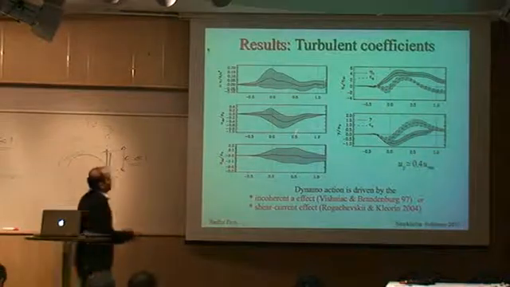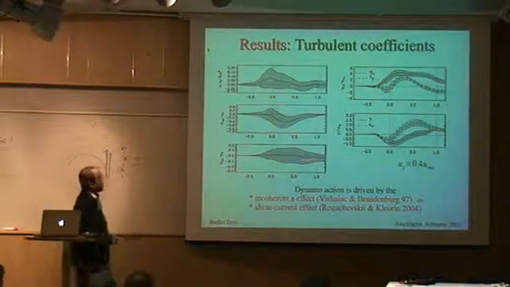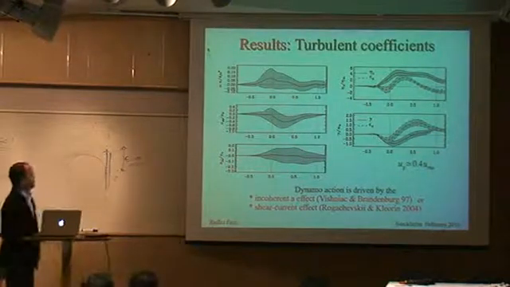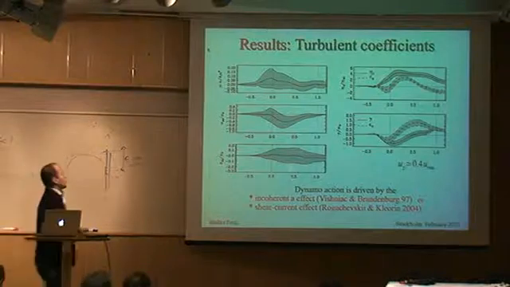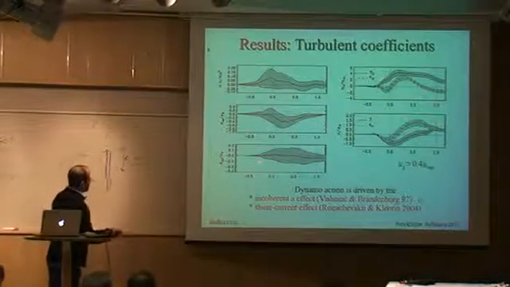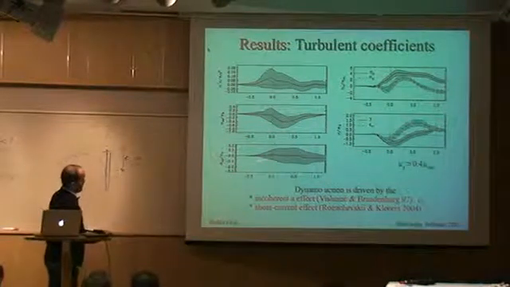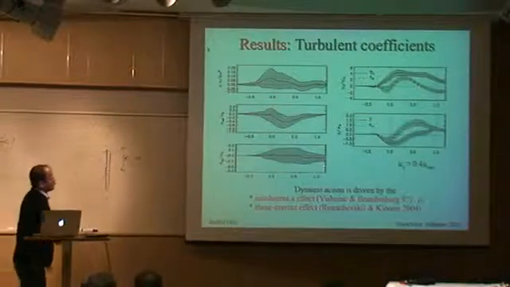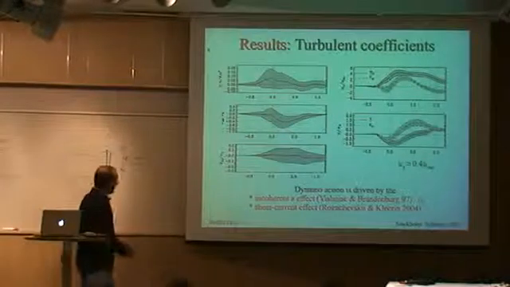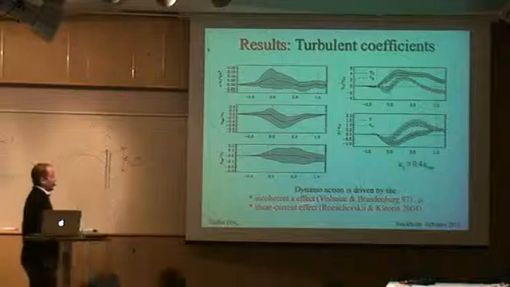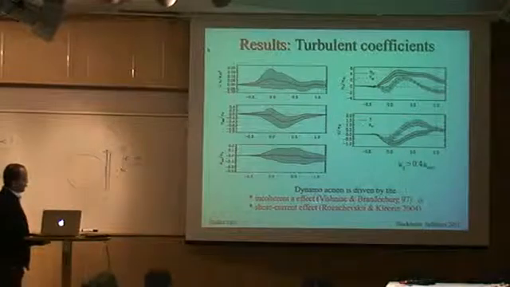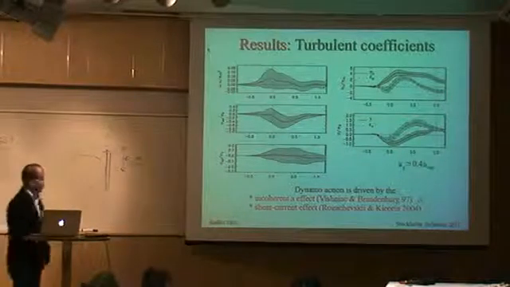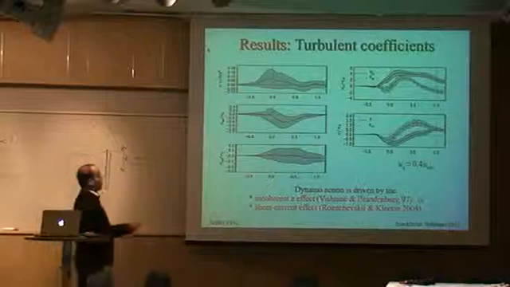We also wanted to explore what kind of dynamo is operating in this system, and we used the test field method for that. The components of alpha are basically zero in the mean. They have a large variance, but on average are zero. So this gives us the possibility of an incoherent alpha effect or the shear current dynamo.